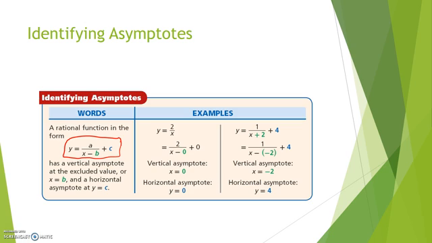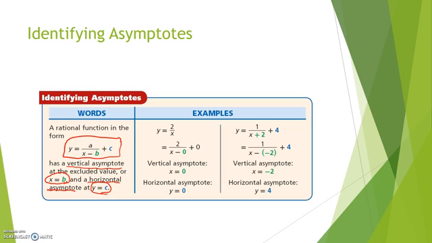A rational function in the form of y equals a over x minus b plus c has what's called the vertical asymptote, which excludes the value, or x equals b. And we have the horizontal asymptote, which is y equals c. So we have horizontal and vertical asymptotes. Vertical, x is going to equal your b. Your horizontal, your y, is going to equal your c.